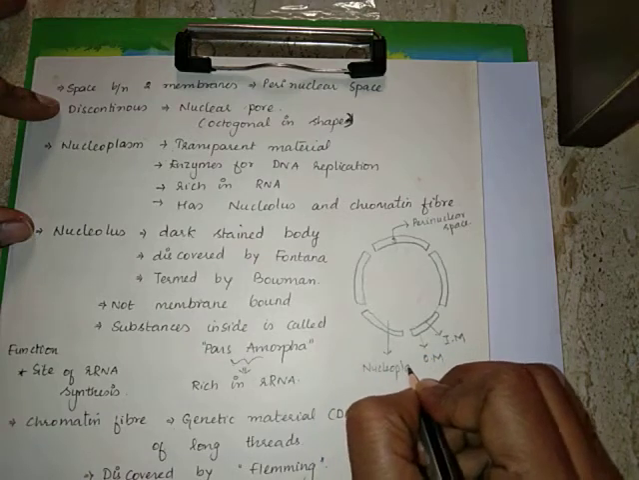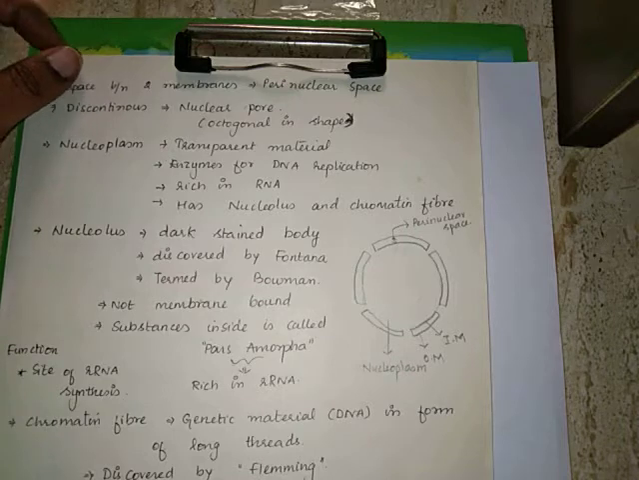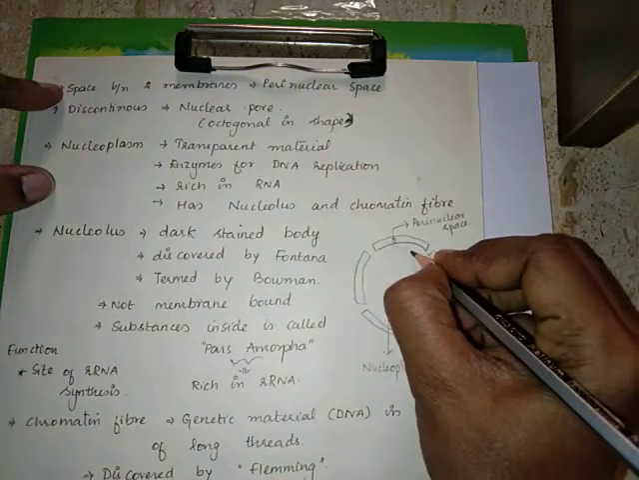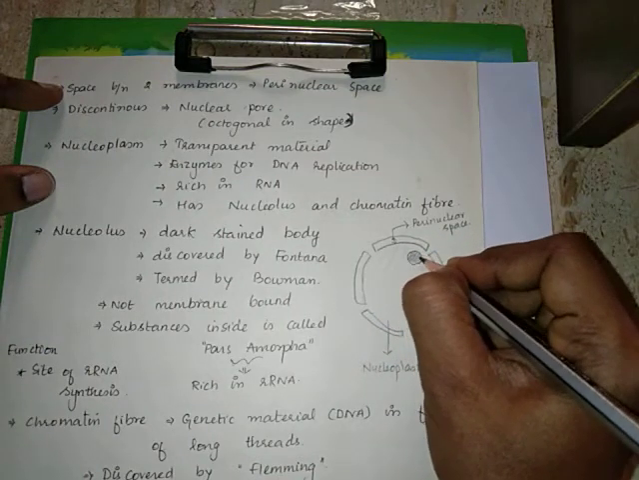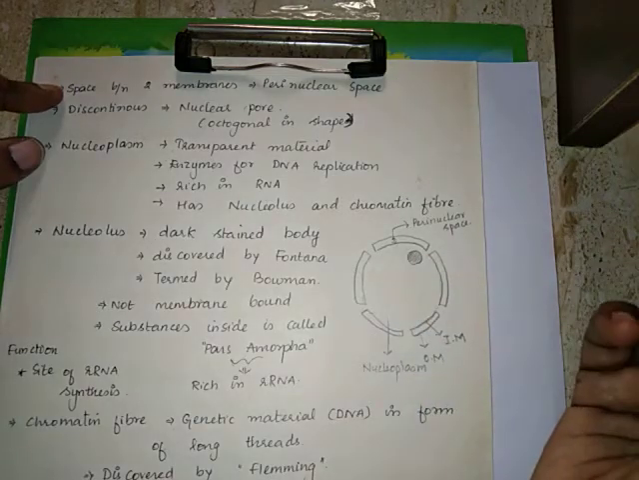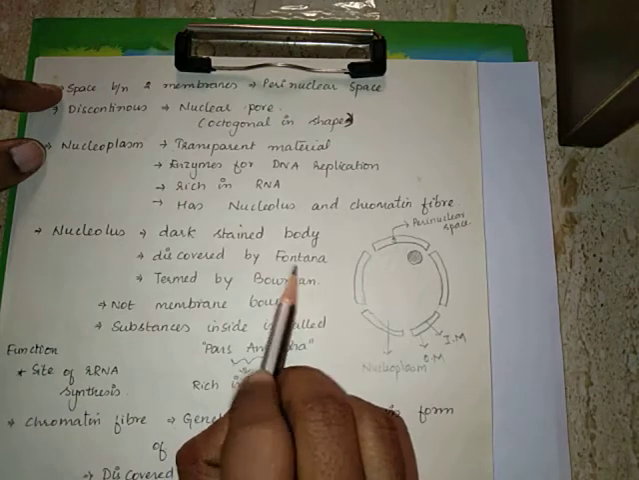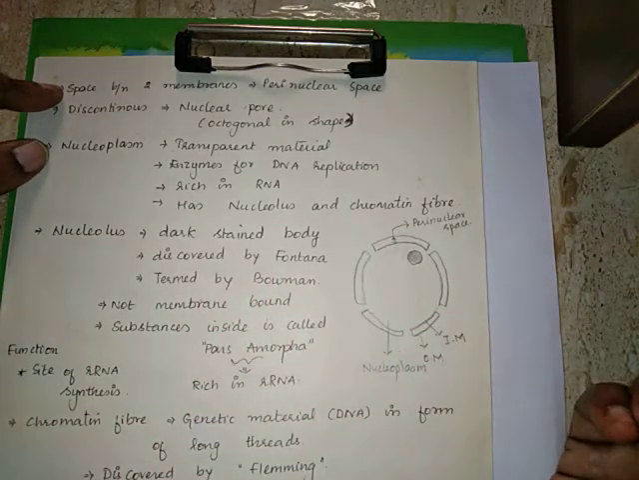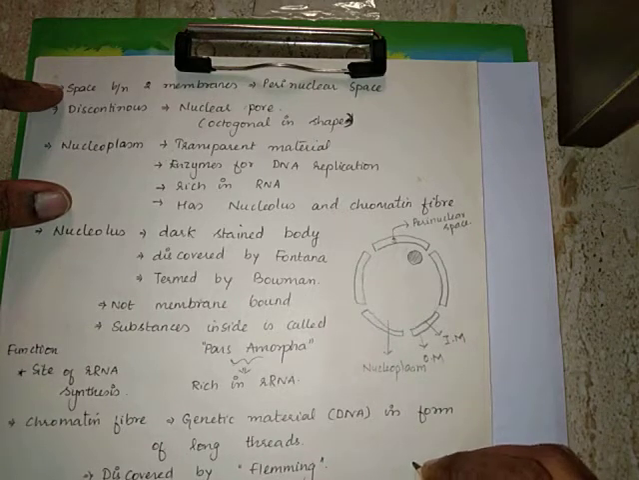And nucleoplasm is going to be rich in enzymes and RNA, that is going to help in replication of the DNA. And one more structure that is present or clearly seen is the nucleolus. Nucleolus is usually defined as a dark stained body found inside the nucleus. It was discovered by a person called Fontana and termed by scientist Bowman. And what this nucleolus is, they are actually the rRNA structures.